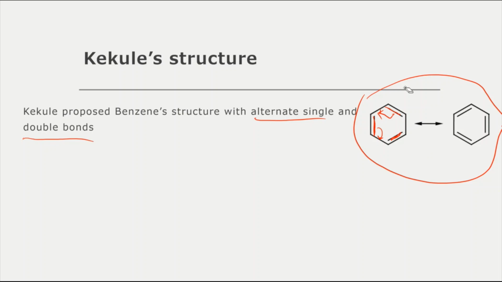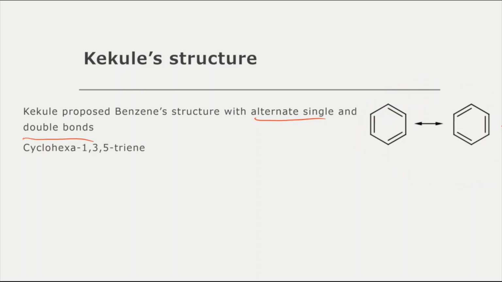And sometimes you can be asked to give the IUPAC name of this structure, so that would just be cyclohexa-1,3,5-triene. If we say that this is carbon 1, 2, 3, 4, 5, we take the smallest possible numbers. So the first double bond is at 1, the second double bond is at 3, and the last one is at 5. So that would just be cyclo, because that's a cyclic compound, hexa, because there are 6 carbons, 1, 3, 5, and triene because there are 3 double bonds.